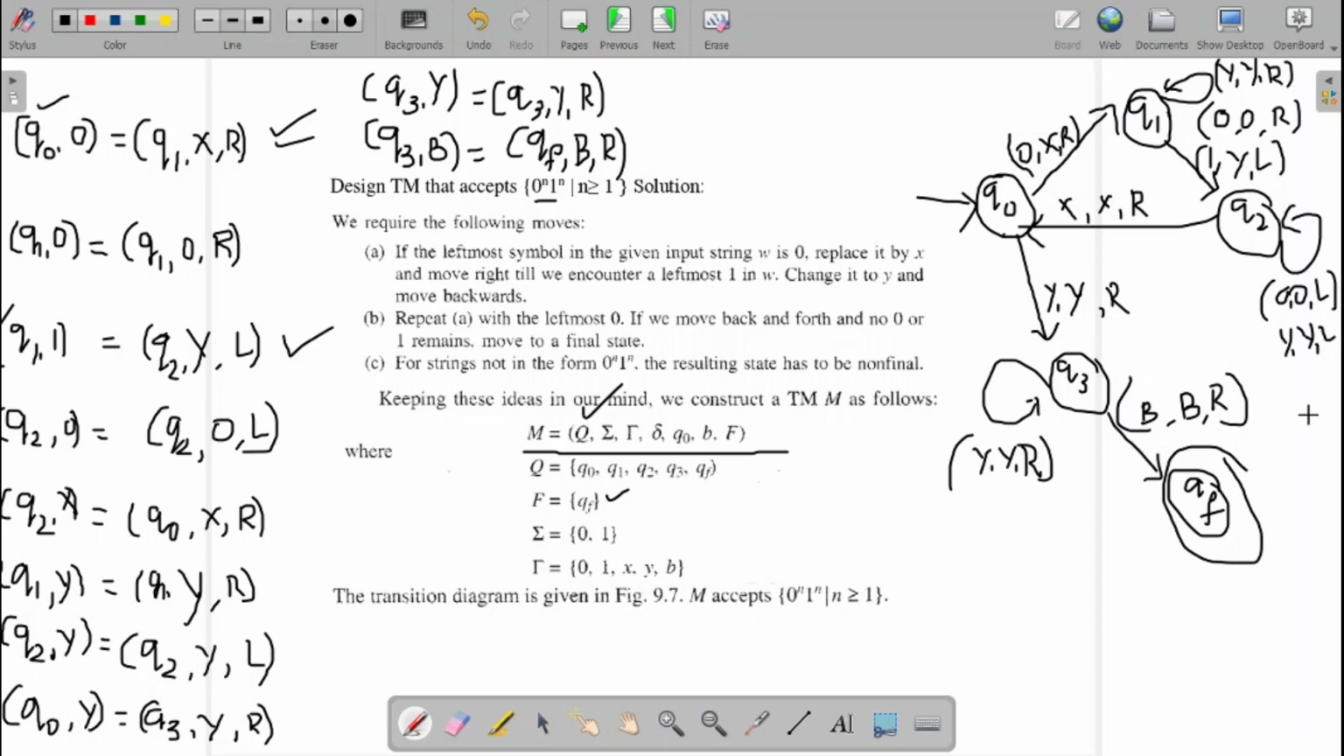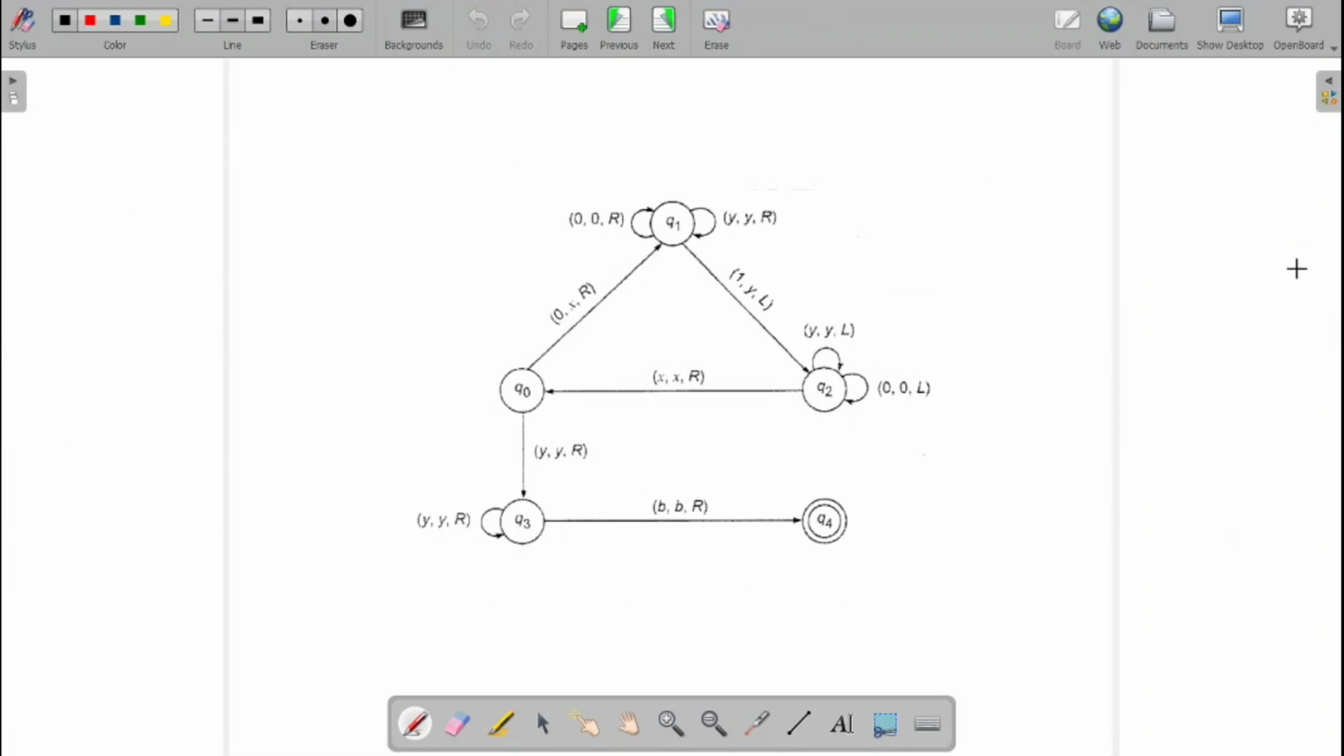This is how the transition diagram for the automaton is made. So this is the same diagram that has been shown over here. Q0 is your start state from where it will start, and QF is your final state.